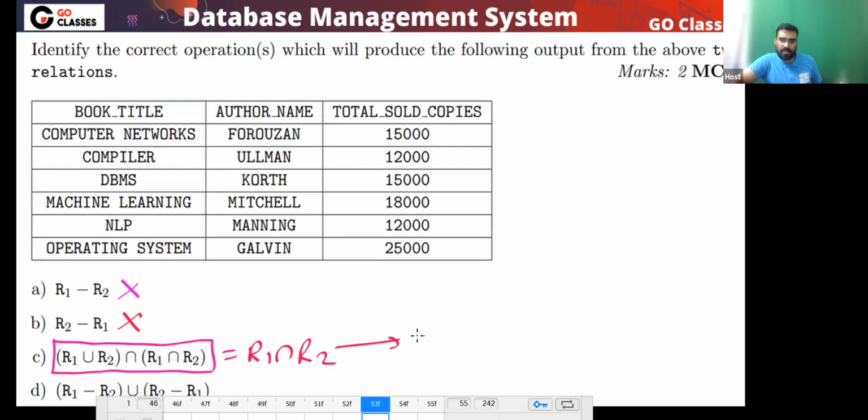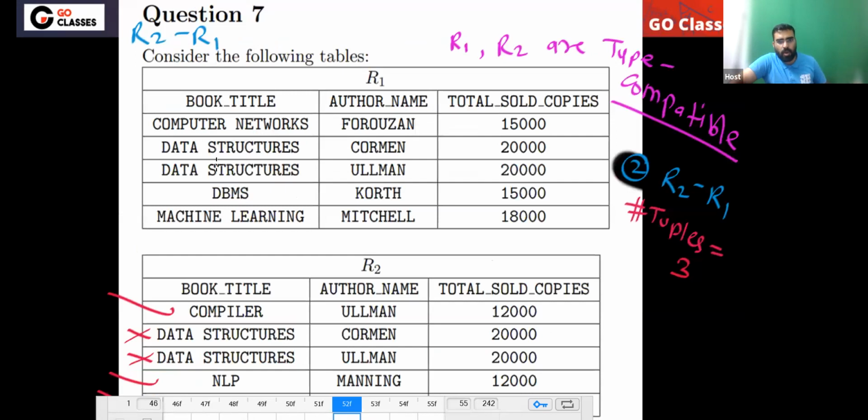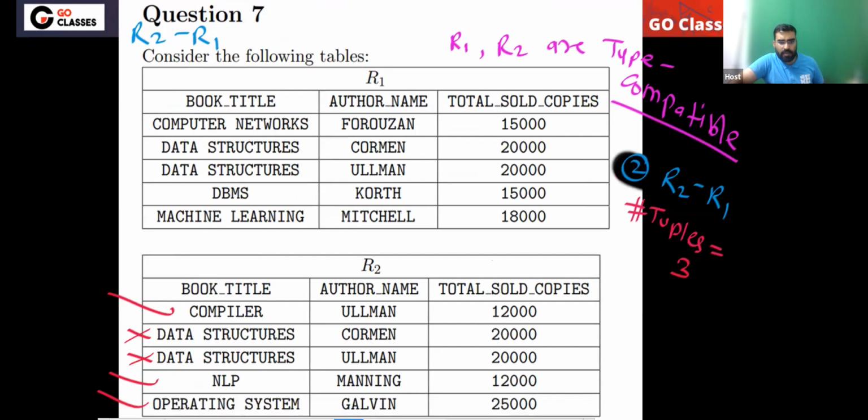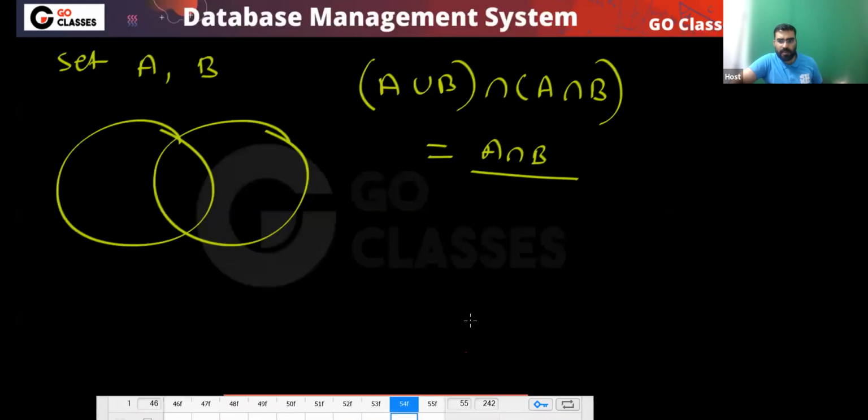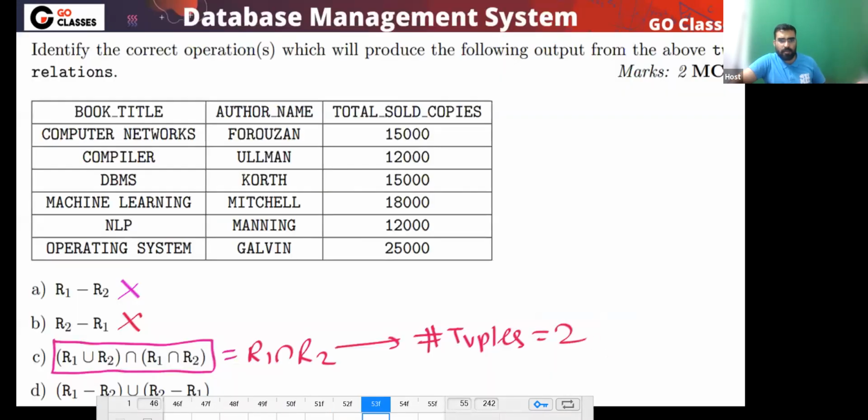So how many tuples? What is the number of tuples in this R1 intersection R2? The common tuples, only two are there. Yes or no? Only two common tuples you have. So you can notice the number of tuples here will be 2. So this is also not the answer.